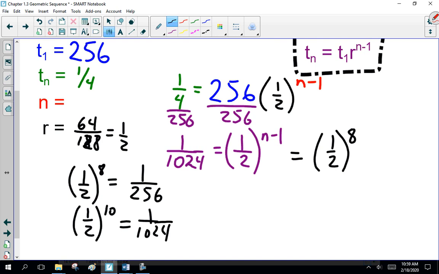1024. Now, that means 1/2 to the n minus 1 is 1/2 to the 10th, not 8th. Oh dear. I am getting old. Anyway, now, if that's the case, you go back to exponents. If the bases are the same, that means the exponents are the same, or n minus 1 is 10. What is n?